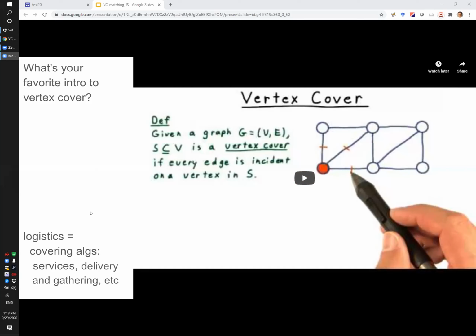Anyway, as I mentioned, logistics can be viewed as the art of delivering services and serving the demand with the available resources. And Vertex cover is one of such covering problems that shows up quite often in logistics.